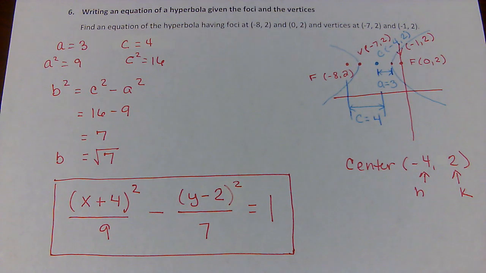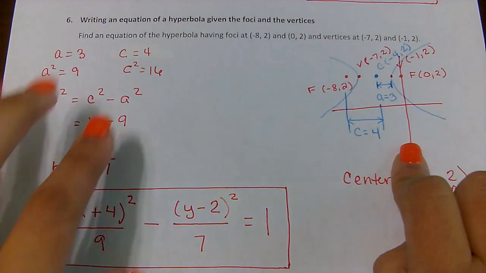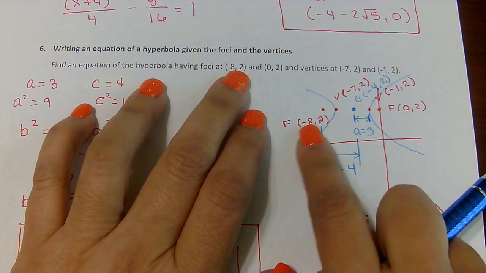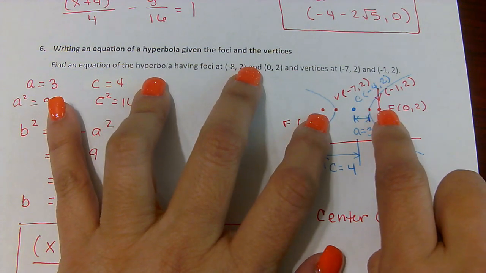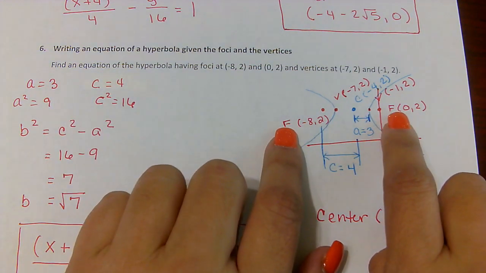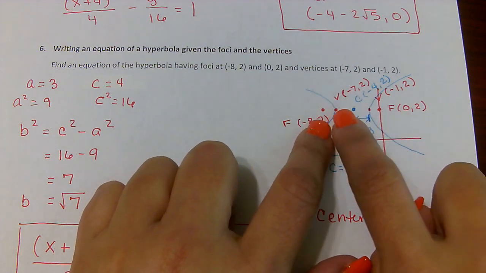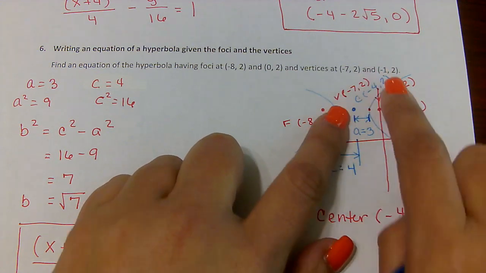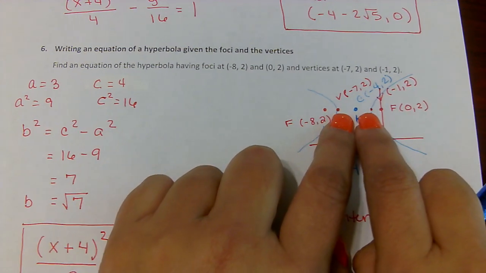Number 6 says to write the equation of a hyperbola given its foci and its vertices. So I'm going to go ahead and just graph it on the paper. Here my foci are going to be at -8, 2, and 0, 2. So I went ahead and put that and labeled it with the F. Our vertices are at -7, 2, which I also listed here and indicated with the V, and -1, 2, which is also this point.